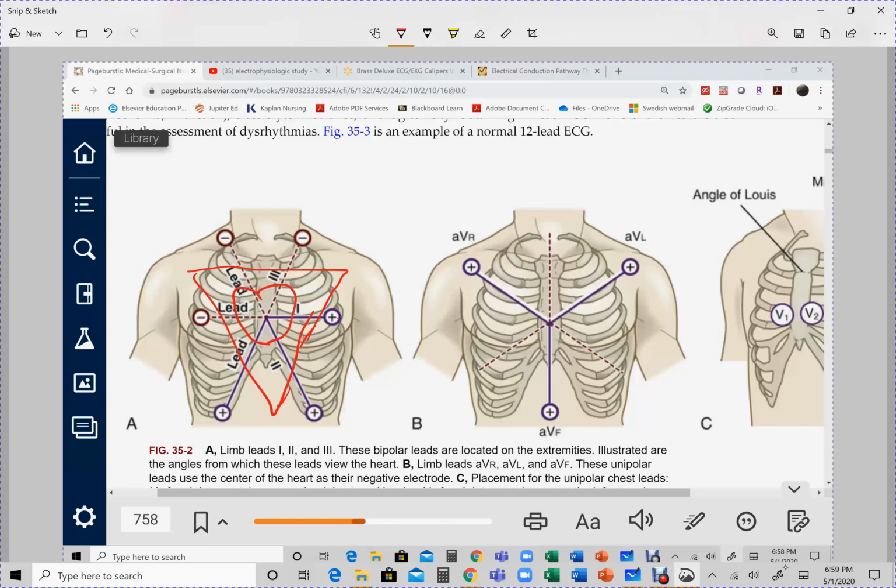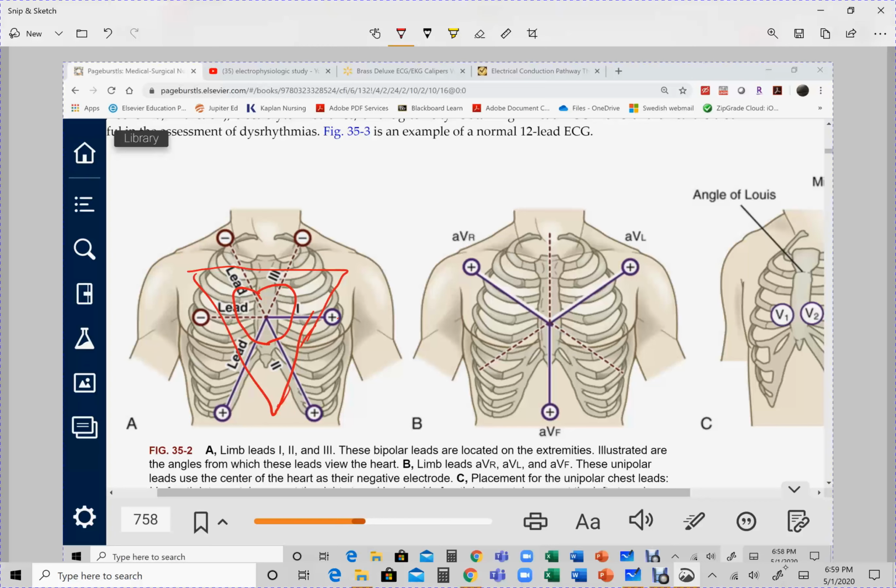And in the same way, lead 2, which is here, this is lead 2. Lead 2 is looking at it from the bottom left, looking up. So it's looking at the apex of the heart. And then lead 3 is looking at it from this side.